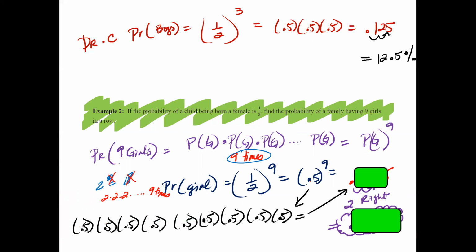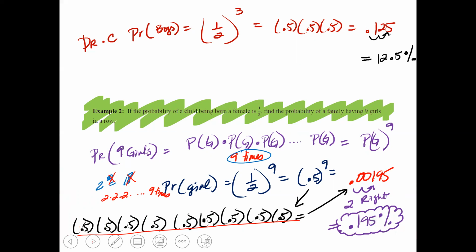So if you do 0.5 to the 9th power, which is the same thing as multiplying it 9 times, you're going to get 0.00195. Converting that, it's less than a percent. It's 0.195% of people in the world that have 9 kids that will be either all 9 boys or all 9 girls.